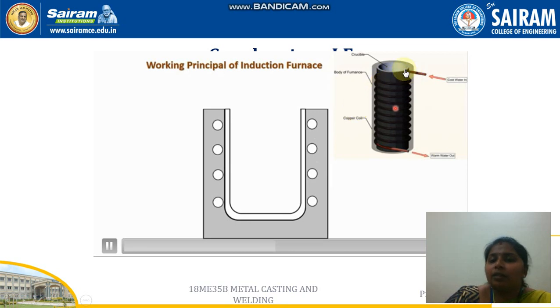Usually the coil is surrounded. Here they have shown it as circular, but usually it is surrounded with a copper coil, where cold water gets in and warm water comes out through the tubes. And this is the crucible. This is the body of the furnace, which is made of refractory material.